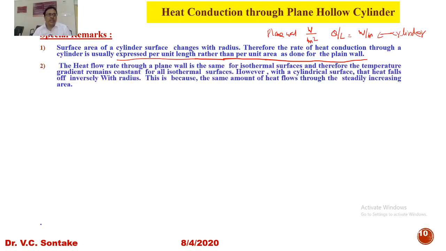Point number 2, the heat flow rate through a plane wall is the same for all isothermal surfaces, and therefore the temperature gradient remains constant for all isothermal surfaces. However, with a cylindrical surface, the heat flux falls off inversely with radius. This is because the same amount of heat flows through the cylinder and it passes through a steadily increasing area.